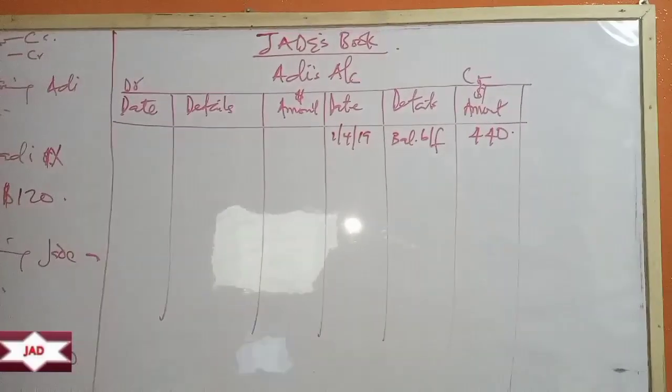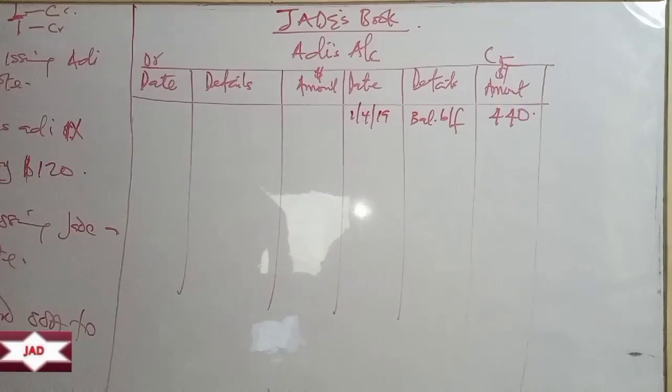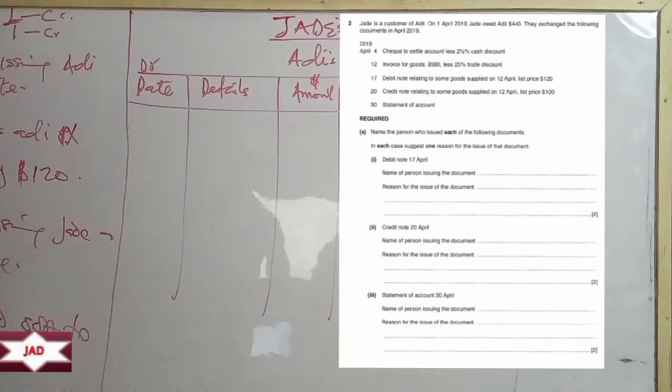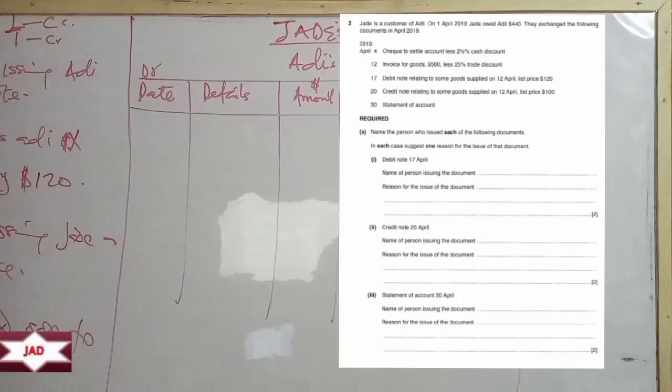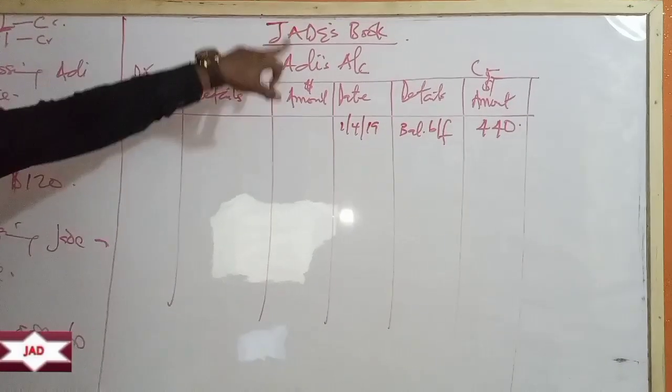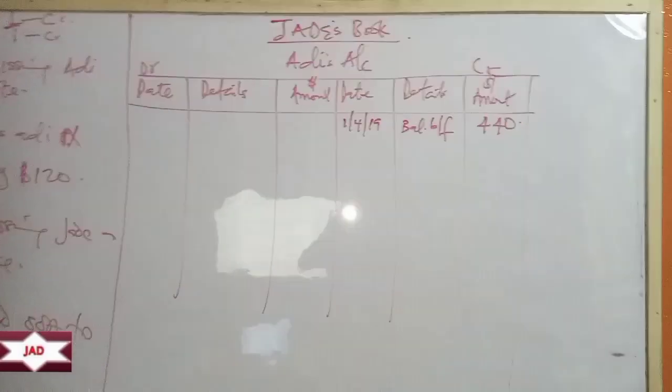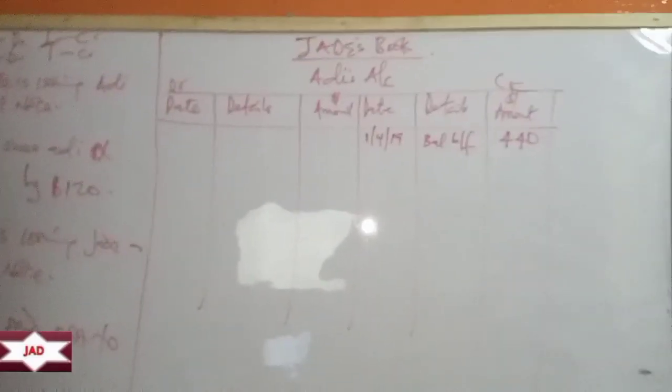$440. Okay, so what happened? They said April 4th, check to settle account less 2.5% cash discount. So we know that Jade is owing Adi $440, and now on the 4th of April, Jade issued a check to settle the account.